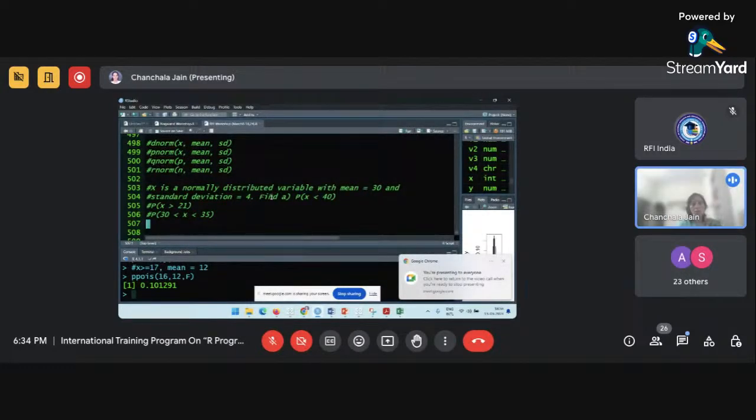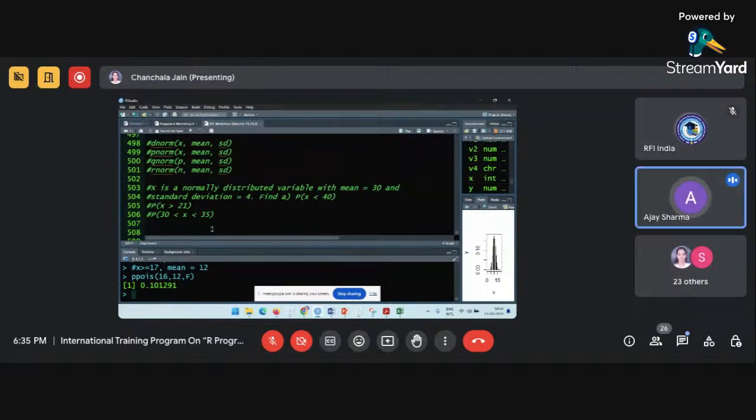Coming here, x is a normally distributed variable with mean 30 and standard deviation 4. We need to find the probability of x when x is less than 40. So which function do I need to use? Maybe dnorm, now we have an exact number. No, x less than 40, so maybe it's cumulative. pnorm, sir. It is not exact. It is less than 40. So yes, it is cumulative.